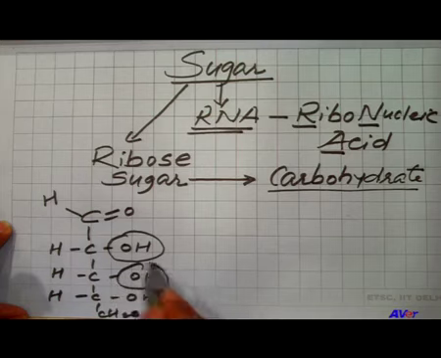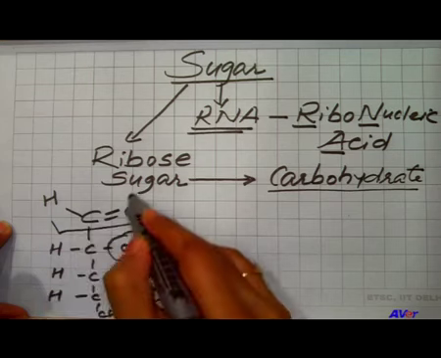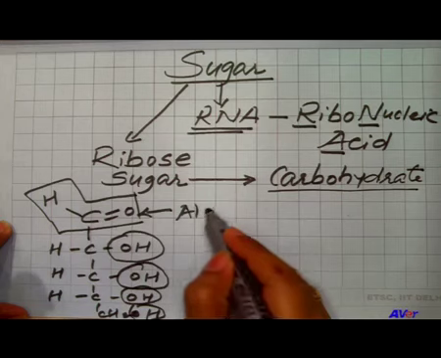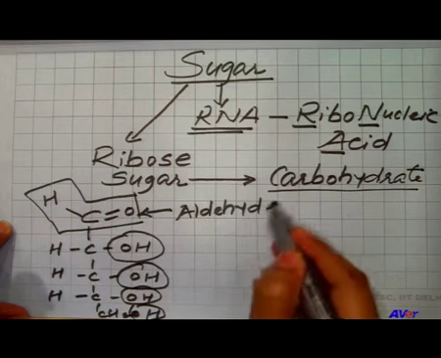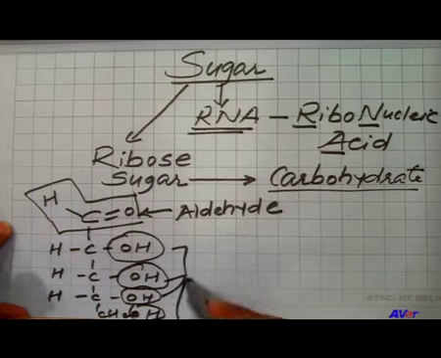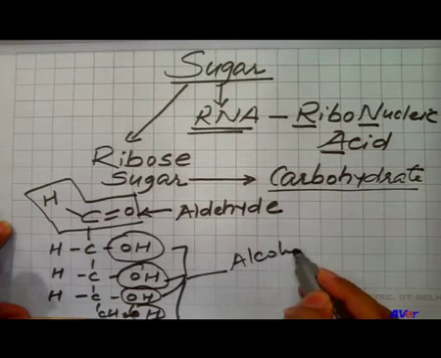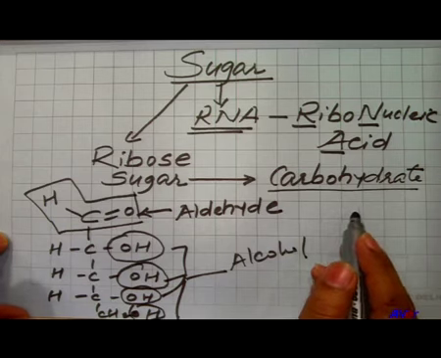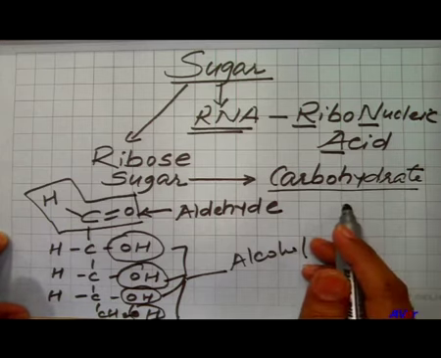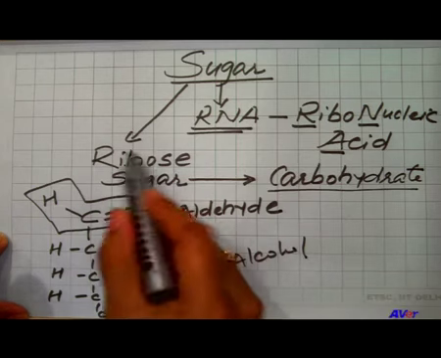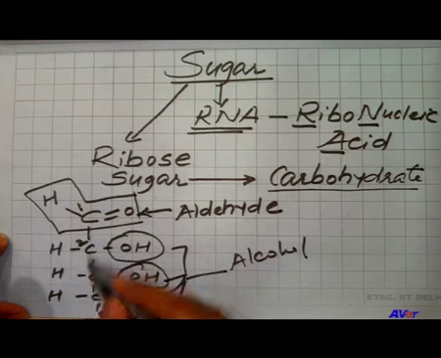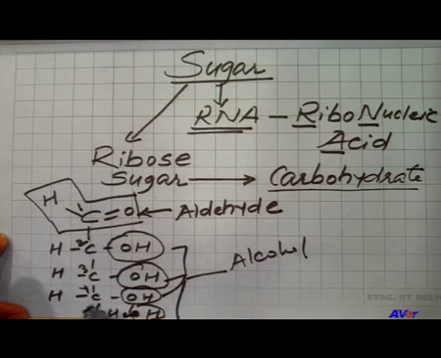If you can see in this diagram, this organic compound is having polyhydroxy, that is alcohol group, and aldehyde group. This one is aldehyde and these are alcohol groups. These aldehyde and alcohol make organic compound carbohydrate, and the carbohydrate which is present in RNA is ribose sugar, which has 5 carbons, 1, 2, 3, 4 and 5.